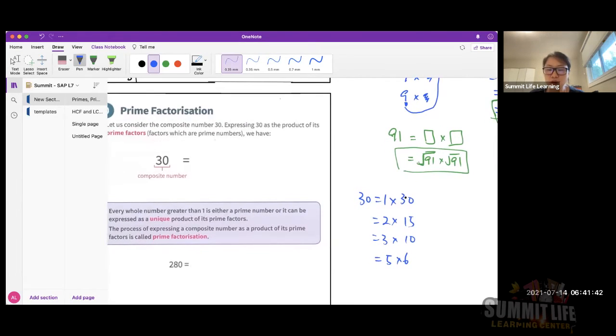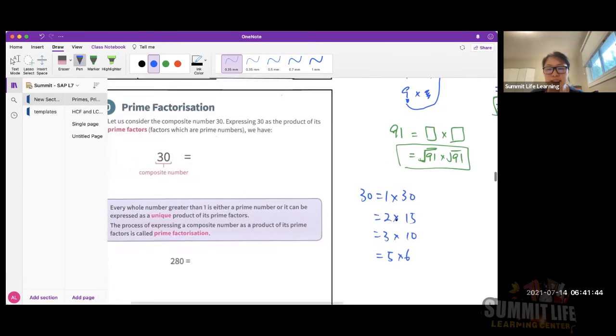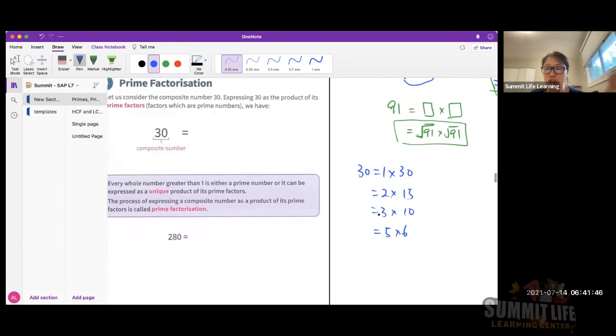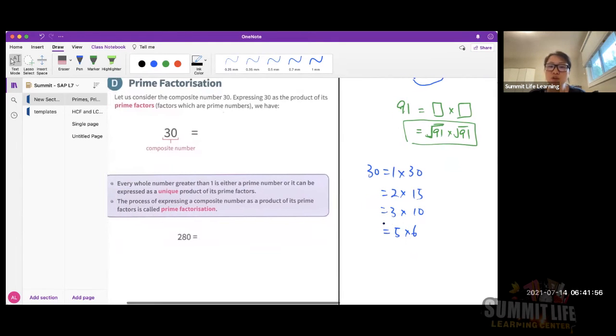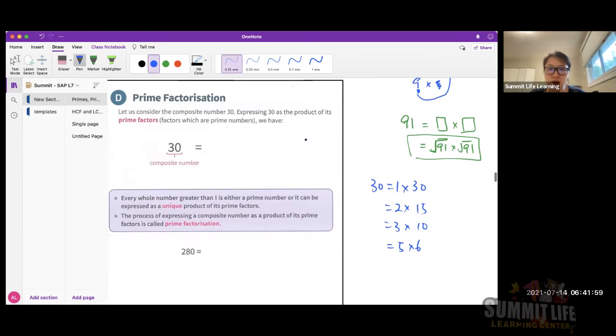Now, we don't want to decompose it in this way because it seems quite complicated. We have to check the numbers one by one, from 1, 2, 3, 4, 5, 6, 7, 8, 9, 10. We have to check it like this. It is too tedious. We want to find a better way to do it.